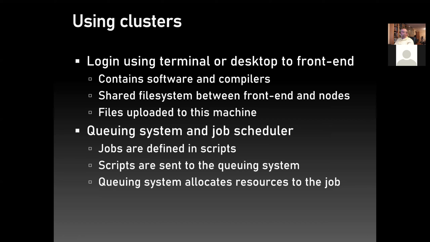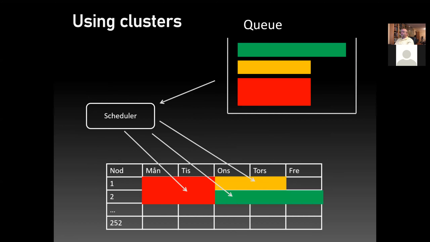So basically, you define your job in a script. You send this job to a queuing system, and then the queuing system assigns your job to certain servers in the cluster. It also determines when you're able to run at the best time, when there are resources available. So it works like a scheduler or a calendar.